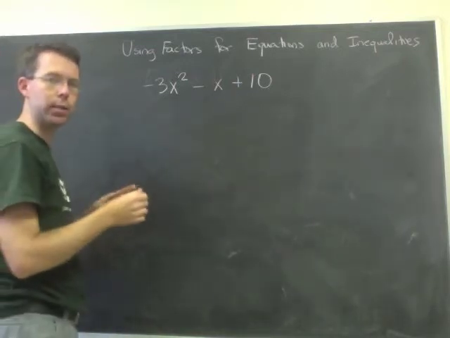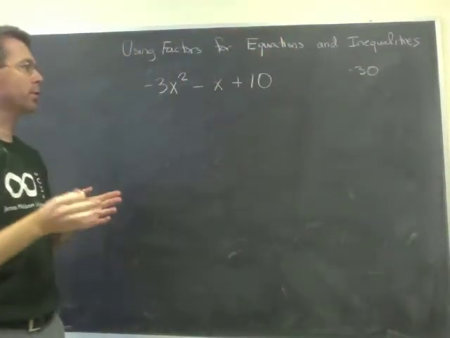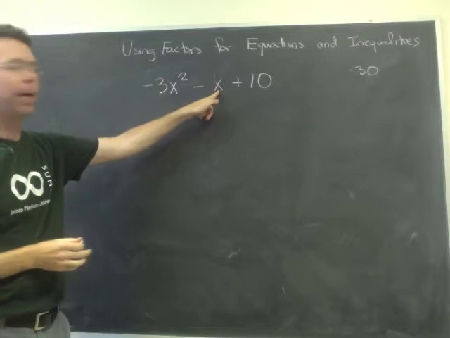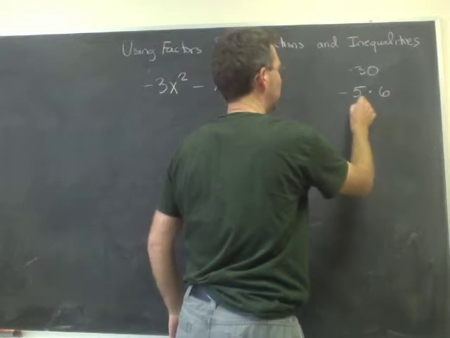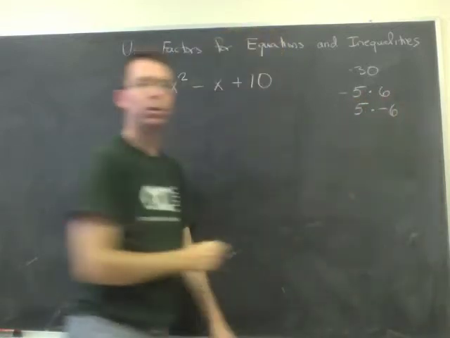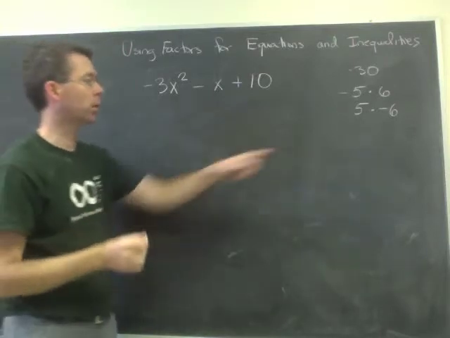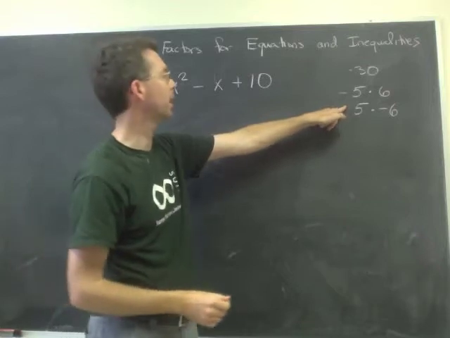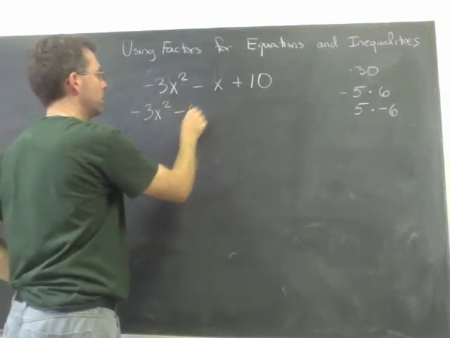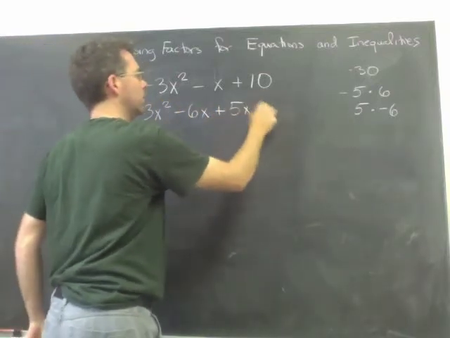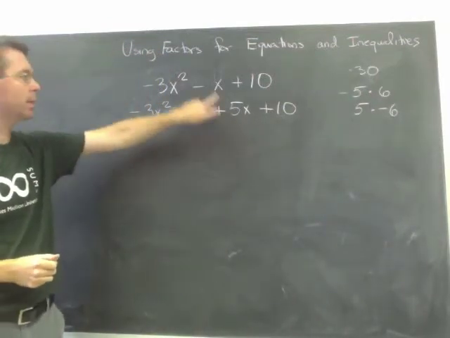A strategy that I like to use is to multiply the terms to get negative 30. And then I think about what factors of negative 30 will add to negative 1. At some point I should realize that negative 5 times 6 or 5 times negative 6 is going to work. And in this case I want to look at 5 times negative 6. So I'll split this: negative 3x squared minus 6x plus 5x plus 10. Notice that the two terms with the x combine to give me my negative x.